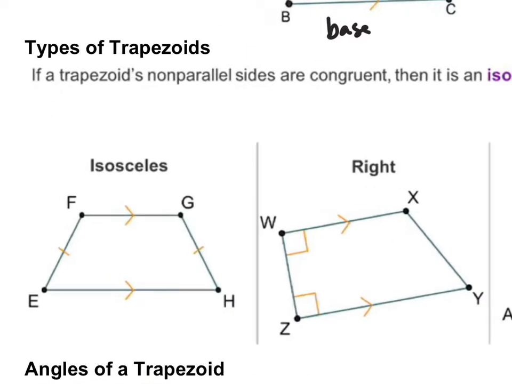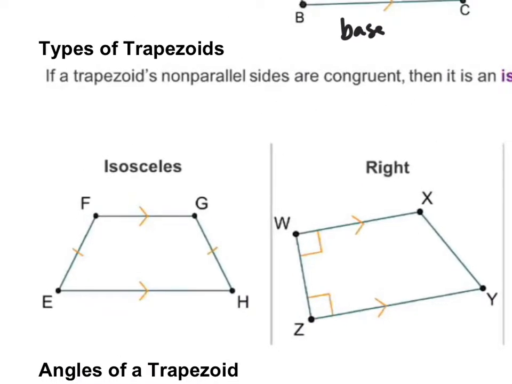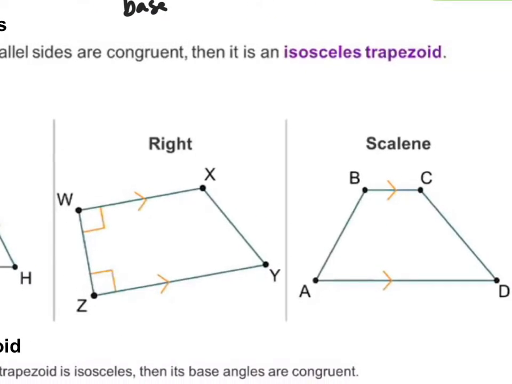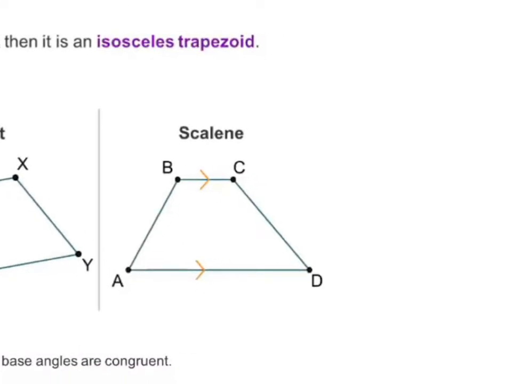We have isosceles trapezoids. We know that two sides are parallel, and FG is not congruent to EH, but we know that FE and GH are congruent, so we call this an isosceles trapezoid. If we have a right trapezoid, that means we have two right angles, and WZ and XY are not congruent. Same thing with the scalene trapezoid: A and B are not congruent, but we have one pair of parallel sides.